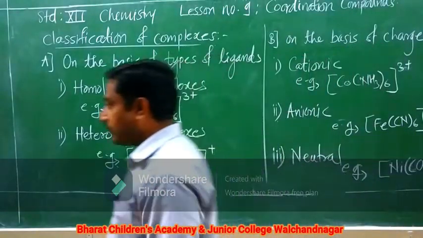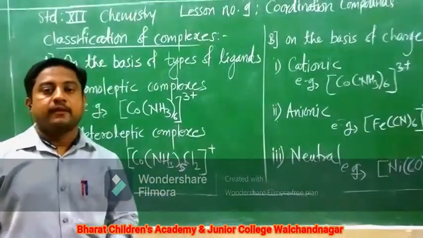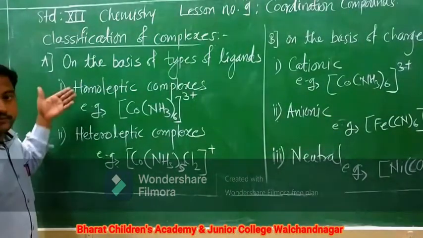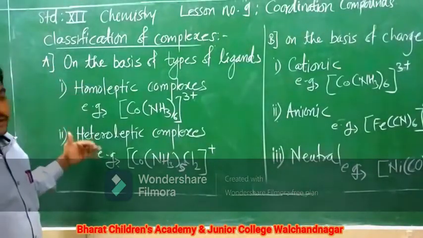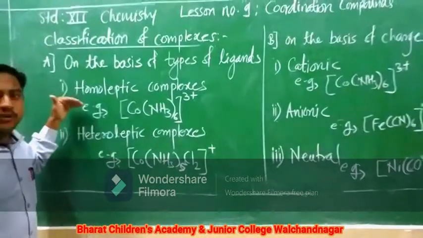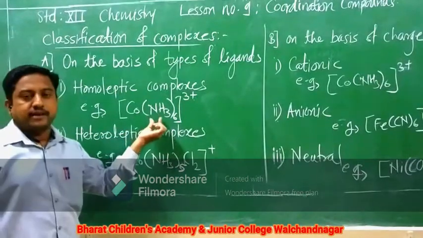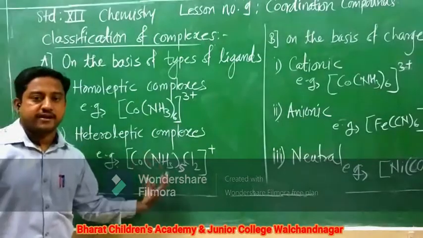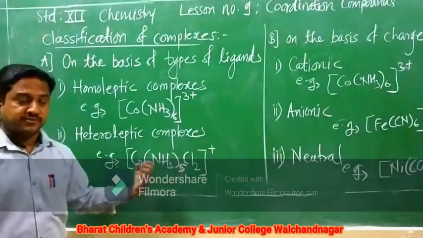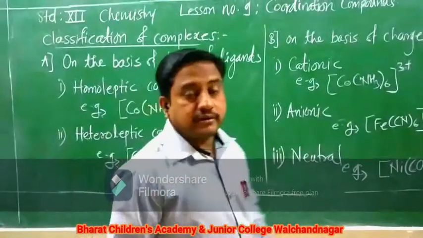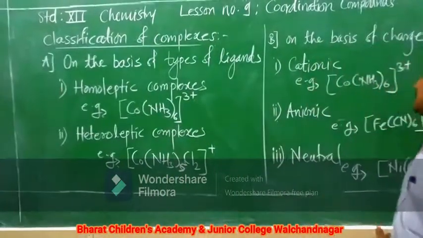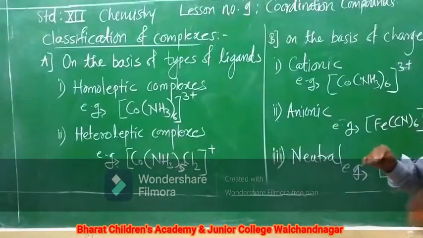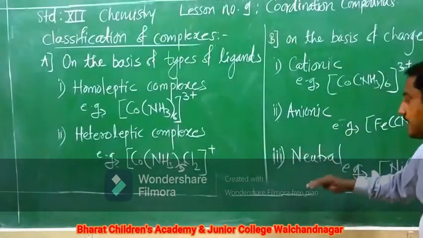So, coordination complexes can be divided into two different types on the basis of the type of ligand used. First one is the homoleptic complex, where a single type of ligand will be present in the coordination complex, whereas in case of the heteroleptic complex, you will find more than one type of ligand is present in the coordination sphere. When you try to classify the complexes on the basis of the charge present on the complex, you can divide it into cationic, anionic, and neutral complexes.